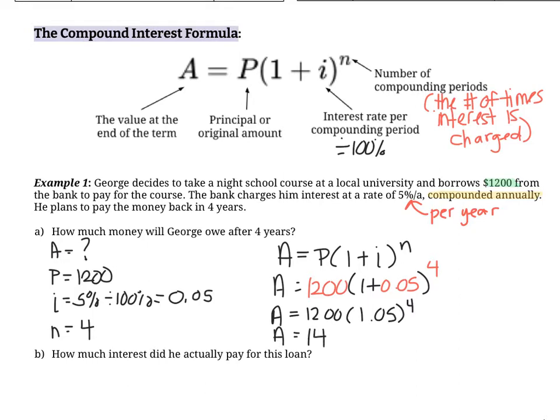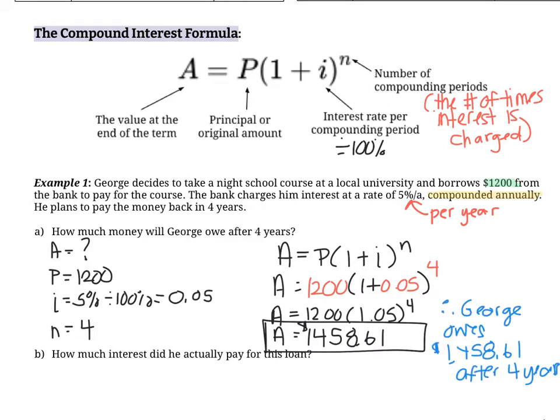Okay, so it's going to be 1,458.61. So what did we just find? What we found is A, and A is the value at the end of the term, either what we owe or what we have earned. So that means that when George borrowed $1,200 4 years ago, in the end, this is how much he owes.